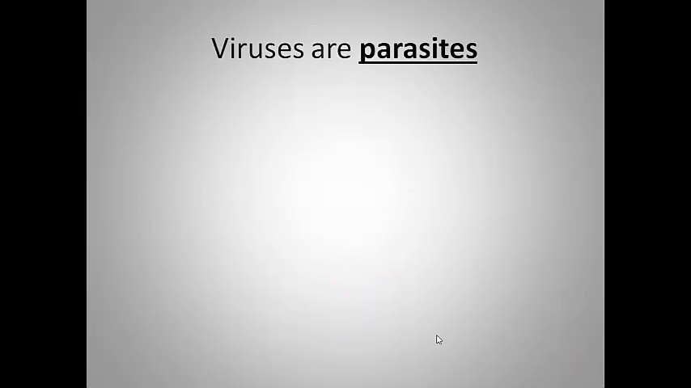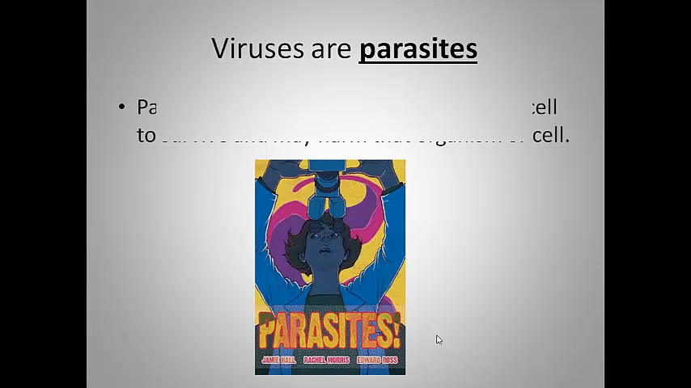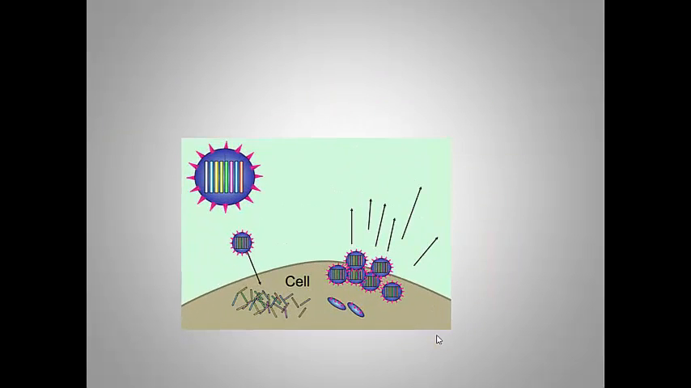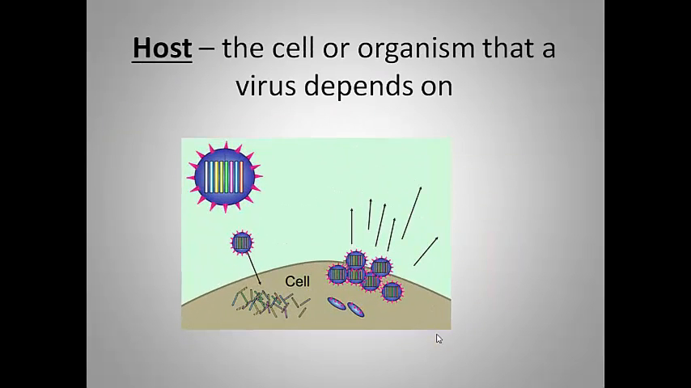Viruses are considered to be parasites. A parasite depends on another organism or cell to survive and may harm that organism or cell. So they live off another organism, and that other organism is called the host, the cell or organism that the virus depends on. You can see in the picture here, these weird-shaped viruses are invading this cell, making copies, reproducing, and then spreading. The parasite, the virus, is living off the host cell.